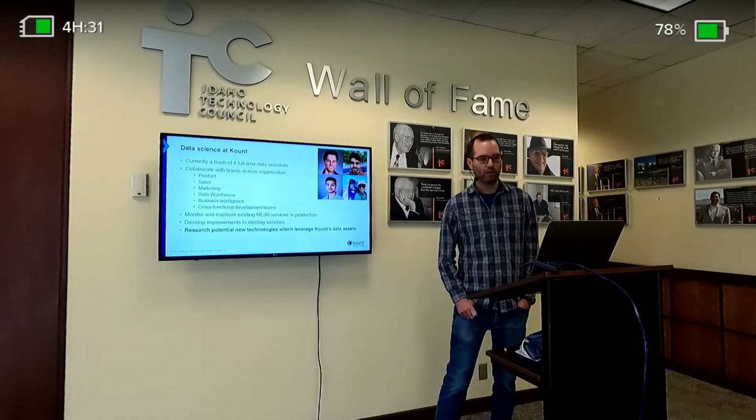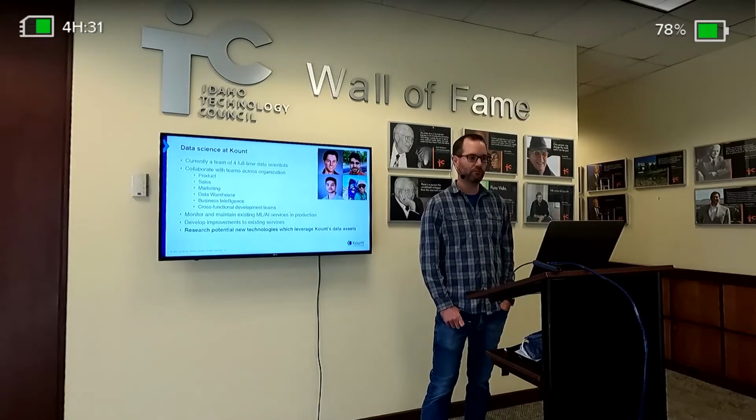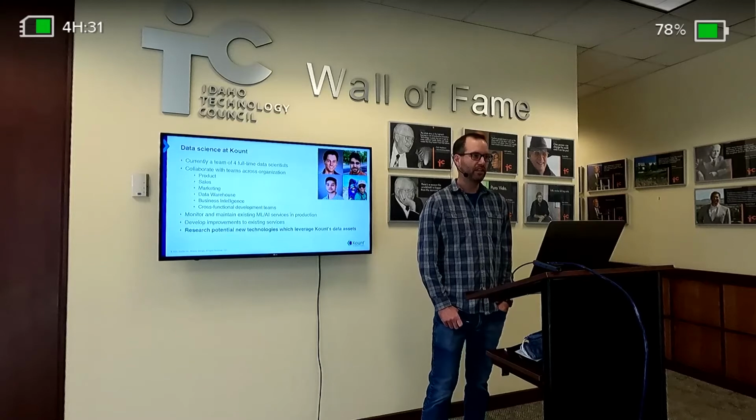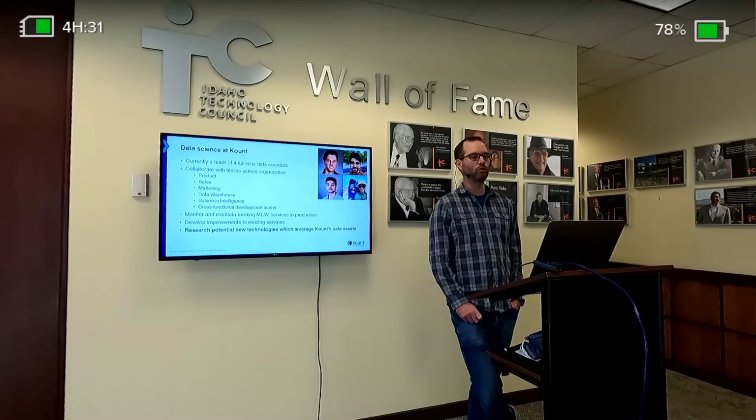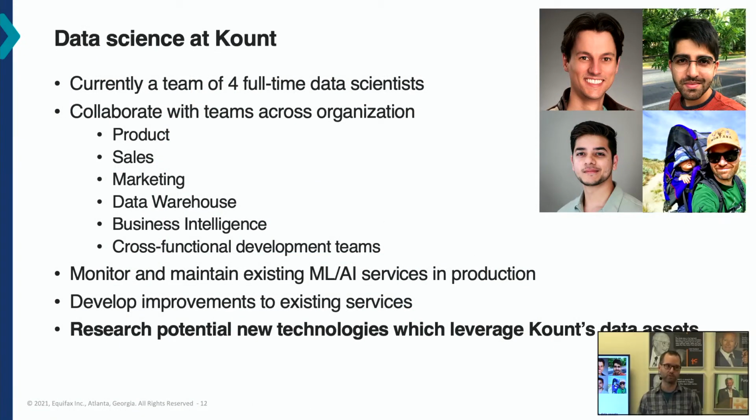Okay, so what does data science look like at Count? We currently have a team of 4 full-time data scientists, and it's a highly cross-functional role. We collaborate with teams all across the organization. We're working very closely with our product team to look to the next horizons of the development of the business and our products. We work with sales and marketing for an understanding of what the market needs.